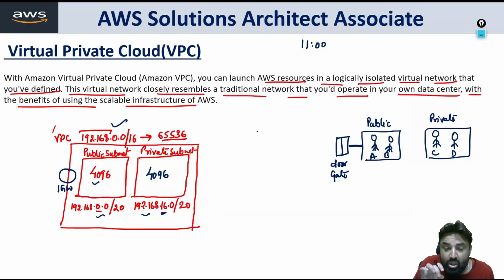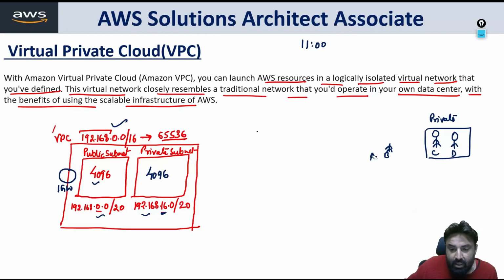Now I should inform the public subnet that it can go via the internet gateway. So how do I inform the public subnet that it can go via the internet gateway? In order to do that, I have to create a route table. So let's create a route table.